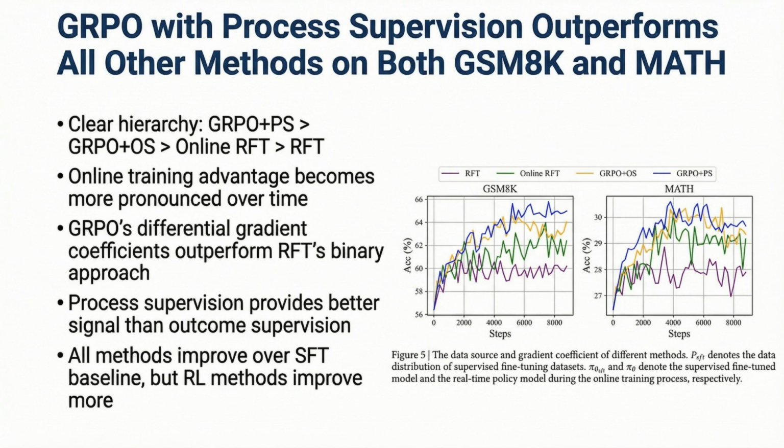Notice something interesting about the early training. Online RFT and RFT start at similar levels, but online RFT pulls ahead later. This makes sense. Early on, the policy is similar to the SFT model, so online and offline sampling give similar data. But as training progresses, the policy diverges, and real-time sampling becomes increasingly valuable. GRPO beats online RFT because it can differentially weight responses, not just accept or reject, but reinforce proportionally to quality.